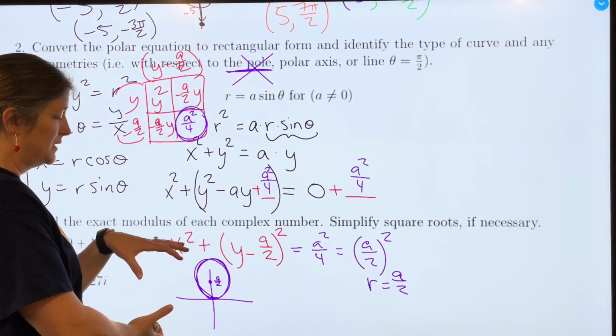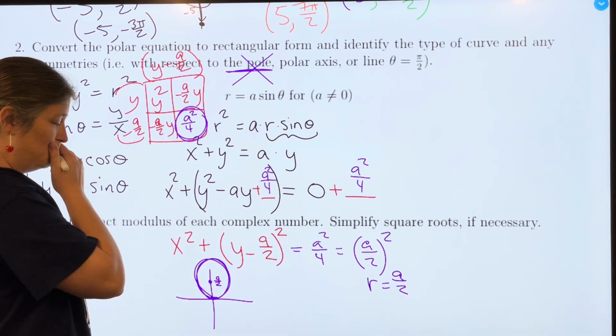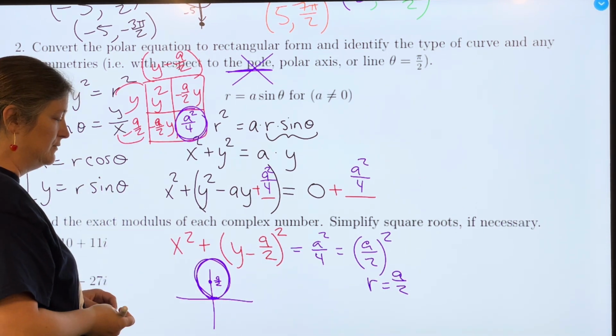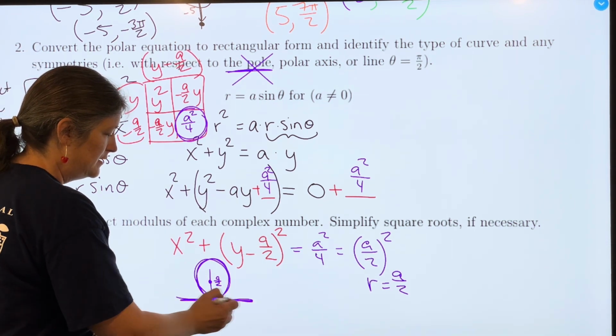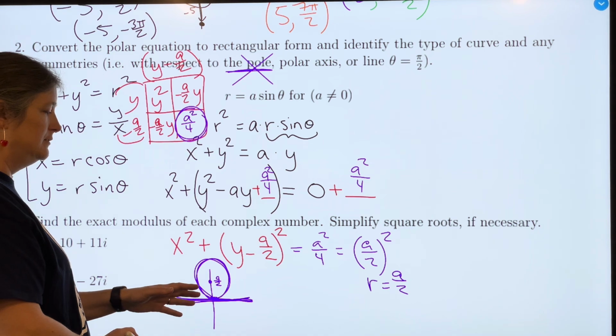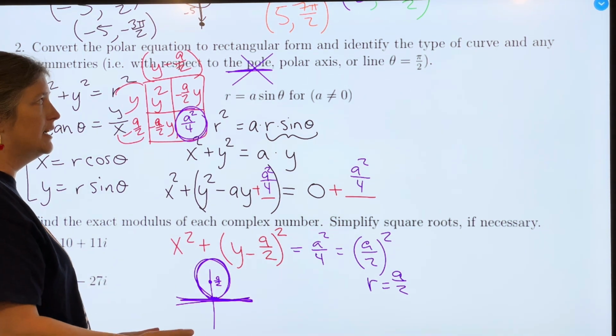No symmetry with respect to the pole, because it has been shifted only in one direction. It doesn't look the same upside down. The polar axis, that's this one? Well, no, because if I flip it across that axis, it doesn't look the same.